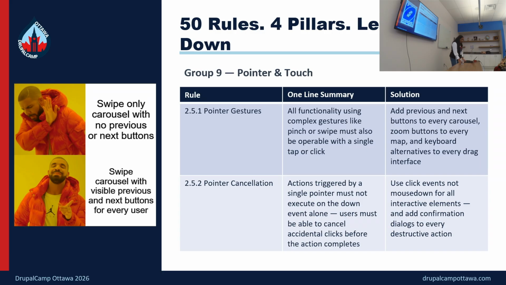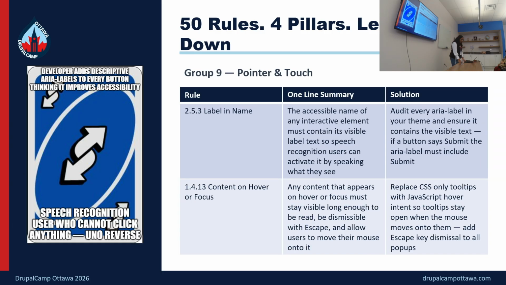Then next one is 2.5.3, label in name. The accessible name of all the interactive elements must contain its visible label, so screen readers can activate it by speaking the way they see it. Simple enough. Solution: audit every area label in your theme. Ensure it contains the visible text. If the button says submit, then it should also say the same text.